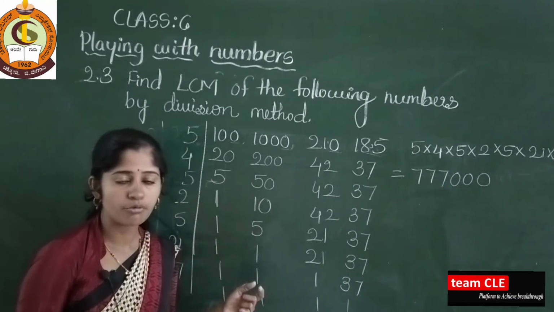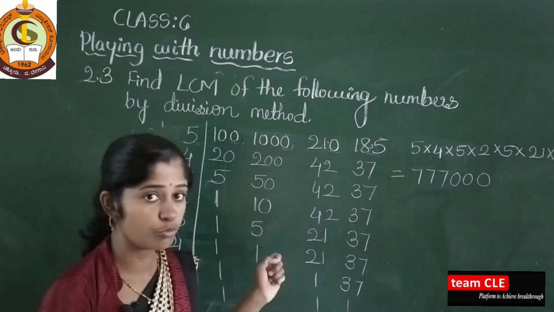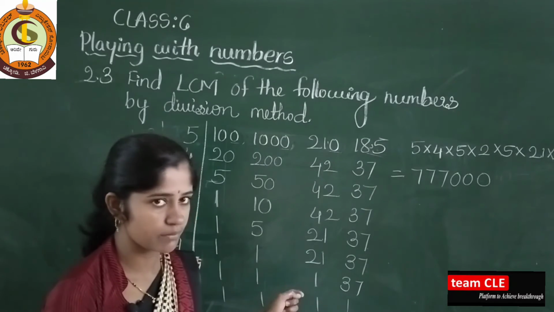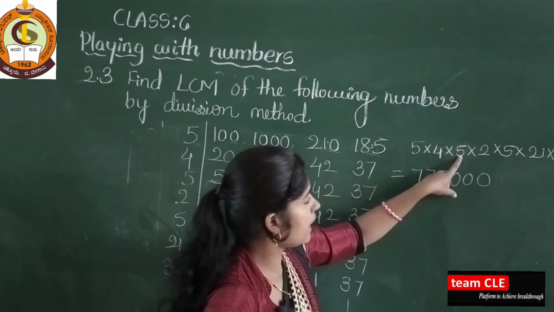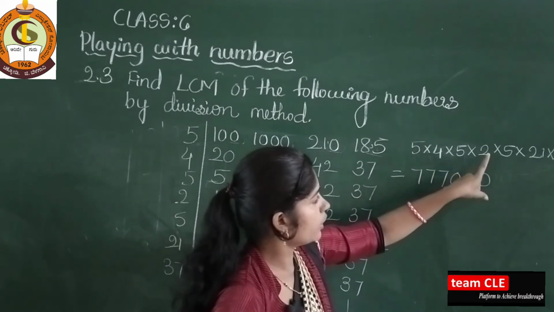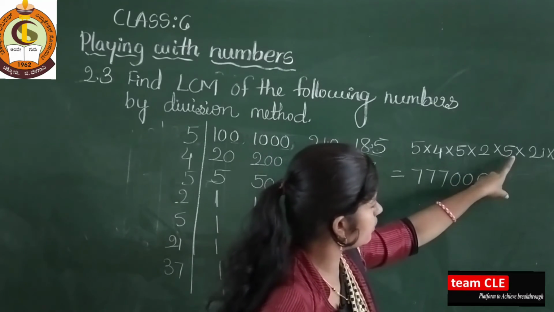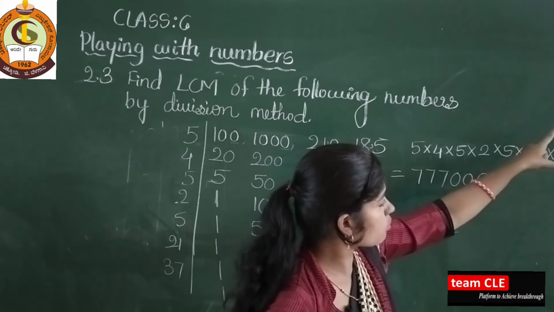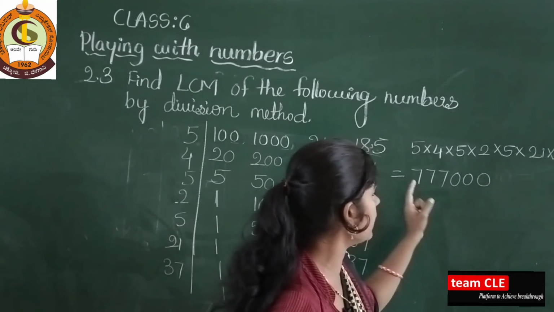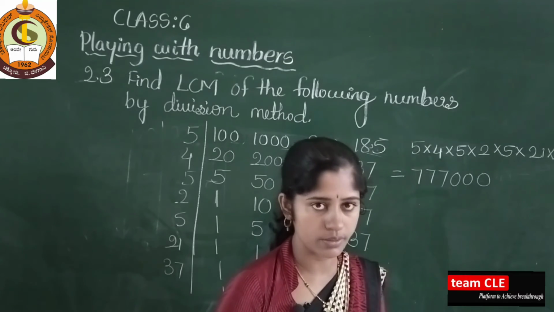Dear students, for this you need more practice. Solve this example 3 to 4 times, then only it becomes perfect. Multiply this: 5 4s are 20, 5 20s are 100, 100 2s are 200, 200 5s are 1,000. Next you multiply with 21, which gives 21,000. 21,000 into 37 will come here, and 7,77,000 will be the answer.